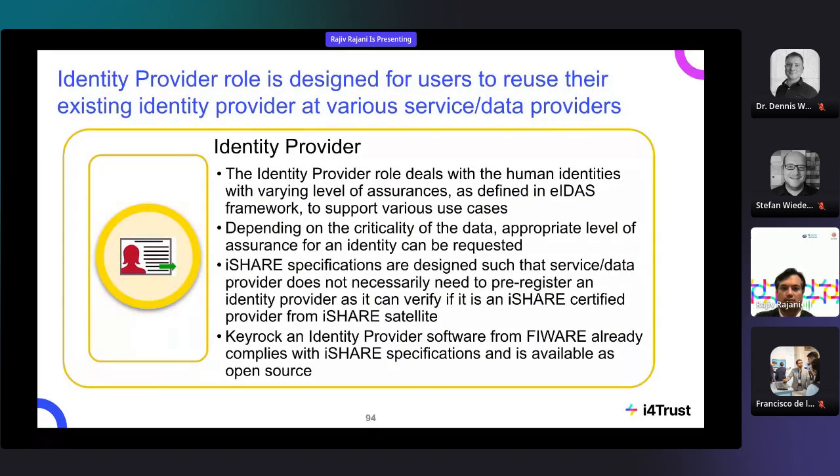Identity provider: as I've already explained, in this sense, Keyrock is the component which you can deploy and run as an identity provider. Remember that just running Keyrock doesn't make you an identity provider which you can register officially in the production of iShare. For that, you also need to comply with organizational requirements, and you need to sign a certified identity provider agreement, which has certain organizational requirements as an identity provider, right?